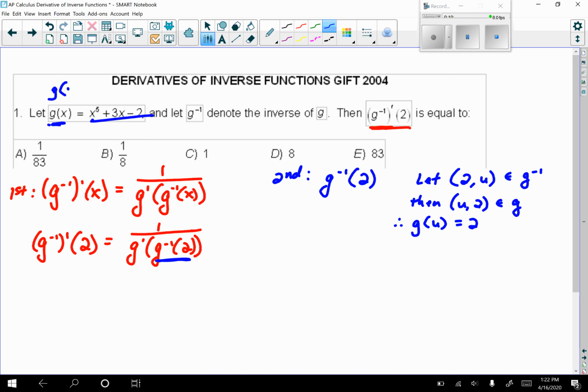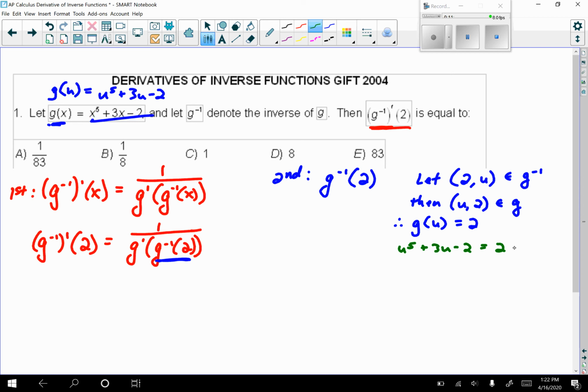Well, I have g of x up here. G of u is just going to become u to the 5th plus 3u minus 2. So now I could set that equal to 2. So I'm going to go ahead and write that underneath. So then g of u, which again is u to the 5th plus 3u minus 2, is going to equal 2. Now with these, it's going to be a simple guess and check. These values for all the problems I'm going to be giving you should be simple values if we can't solve by factoring or any other way.